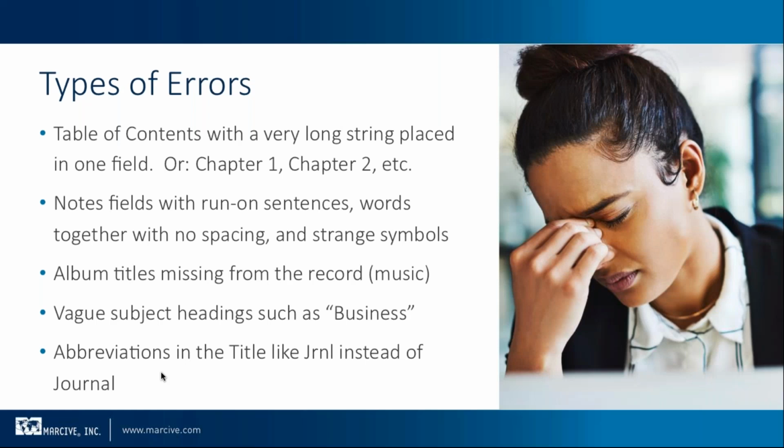Now we're going to talk about the types of errors. Here are a few examples of issues that arise in vendor records. The ones listed here are issues MarChive cannot address as we do not have the items in hand. My personal favorite is the table of contents with just chapter 1, chapter 2, chapter 3. So when I talk about what we can do, note that we're not stating that we're going to output records that look like they were cataloged by a human. We have to make this statement so everyone can set a correct expectation in regards to our work.